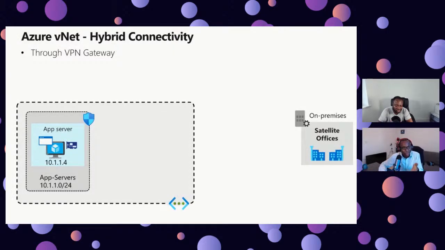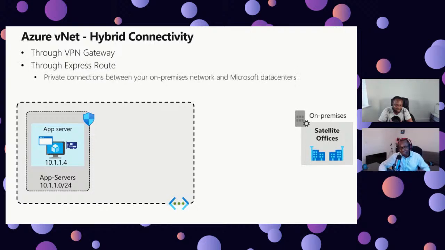So what other option do we have apart from VPN gateway? We have ExpressRoute. ExpressRoute is sort of like your MPLS, right? A private connection between your on-premises network and the Microsoft data center. But how does it work? It actually works in a similar way to VPN gateway. So here's how it works.